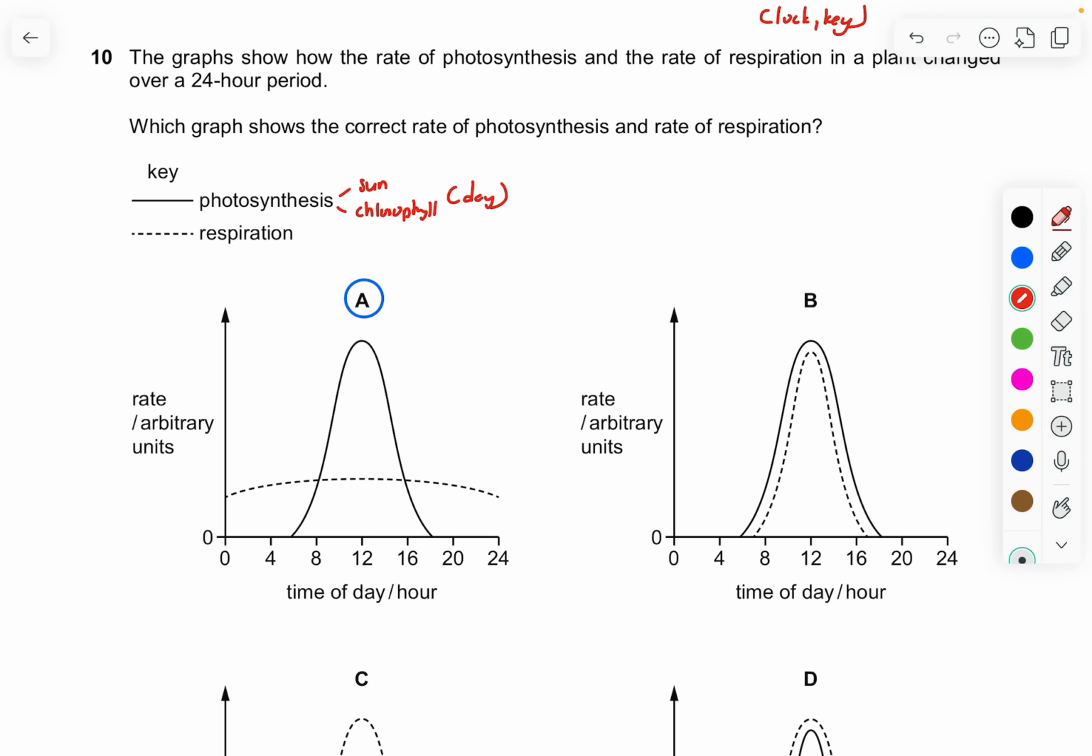Why is that? Because respiration does not need sunlight. It can just undergo as long as it has enough glucose and oxygen. That is what it needs. So that's why A is the correct answer.